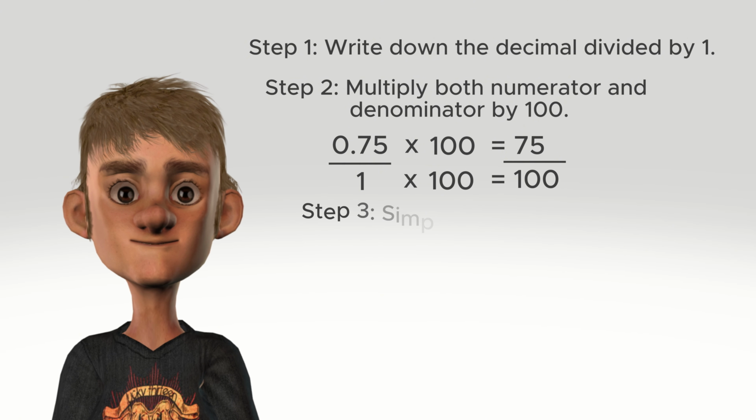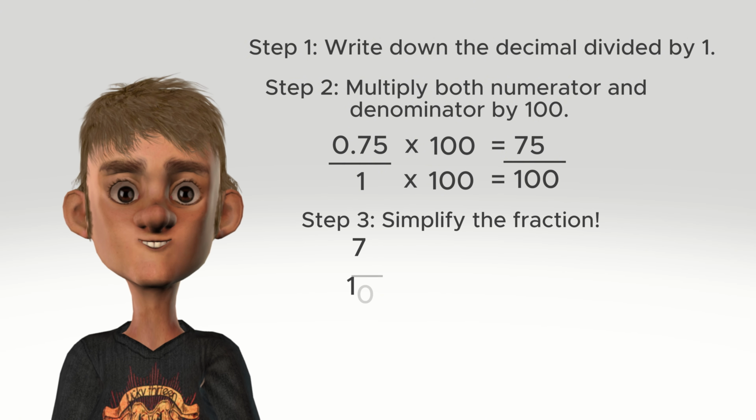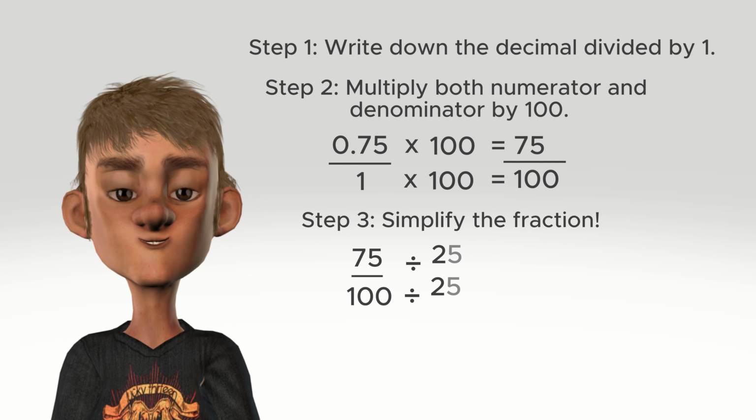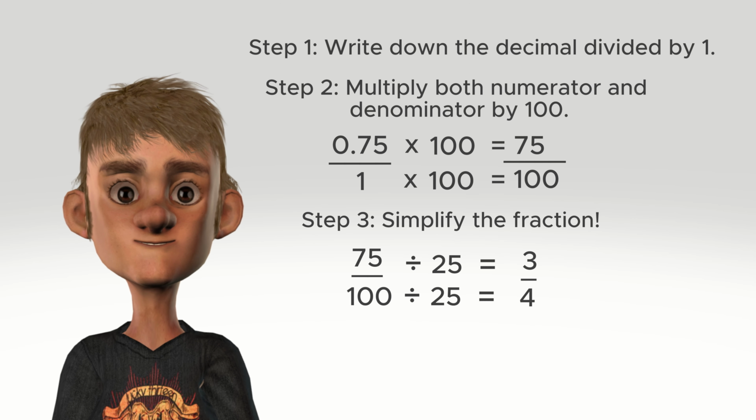Step 3. Simplify the fraction. 75 out of 100 divided by 25 equals 3/4. Final answer, 0.75 equals 3/4. Let's try a few together. Pause the video and give these a shot.